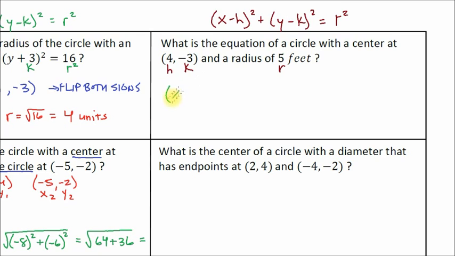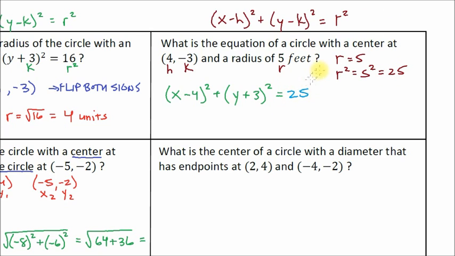Let's go ahead and plug those values in. So we've got x. Remember, we have a minus sign here, so you flip the sign of h. That turns to -4 squared. Let's flip the sign of k. That's going to change to +3 squared. And then we've got the r value is 5. So if r equals 5, then r squared equals 5 squared, which is 25. So this number is 25. And there is our equation of the circle.